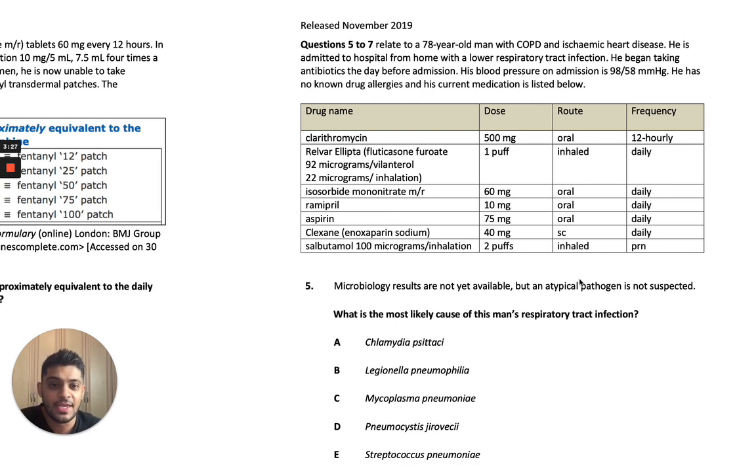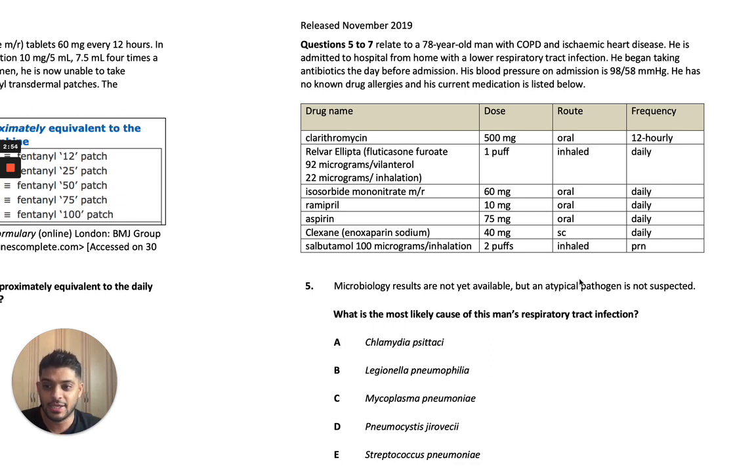So here we have a 78-year-old man with COPD and ischemic heart disease. He's admitted to the hospital from home with a lower respiratory tract infection. You're provided with a blood pressure, which is slightly on the lower end, of 98 millimeters of mercury systolic and 58 diastolic. He has no known drug allergies and his current medications are listed below. And you can see that he's commenced on clarithromycin twice daily for the treatment of this lower respiratory tract infection.